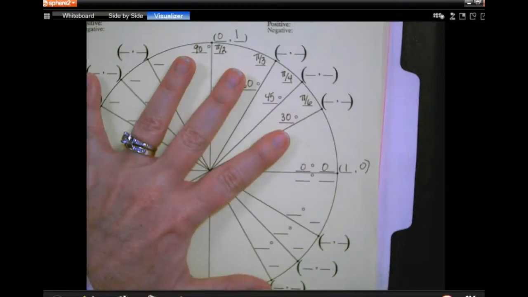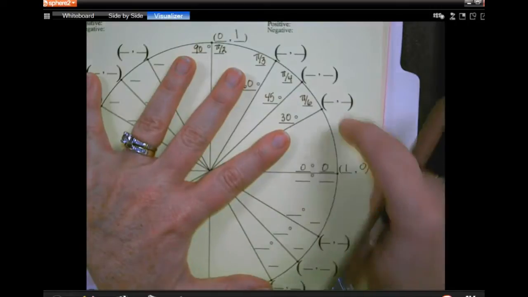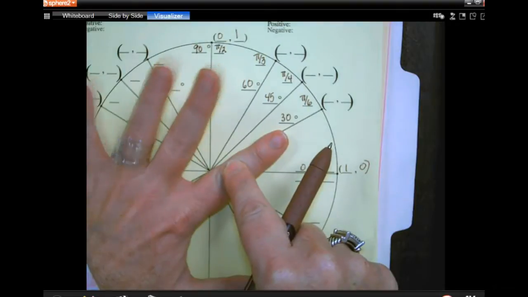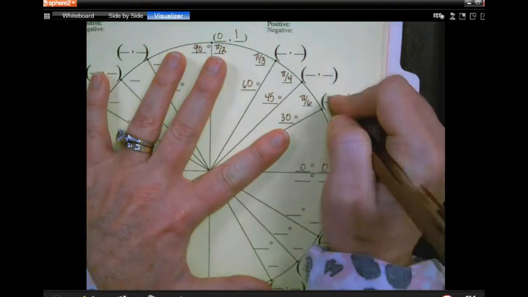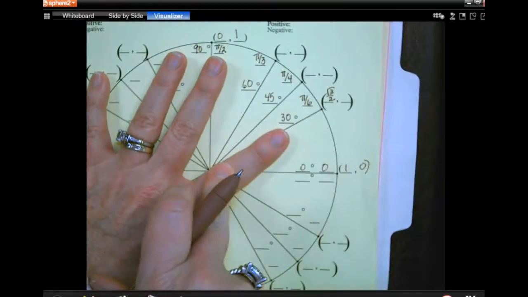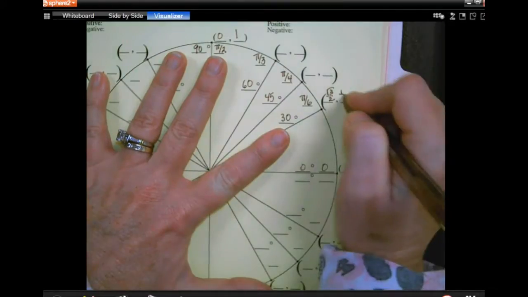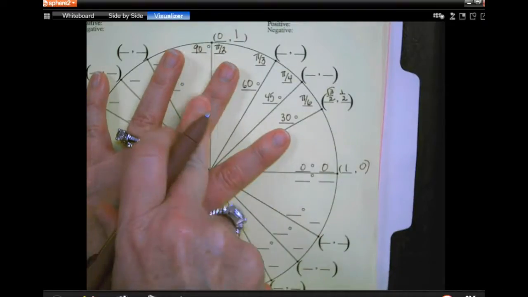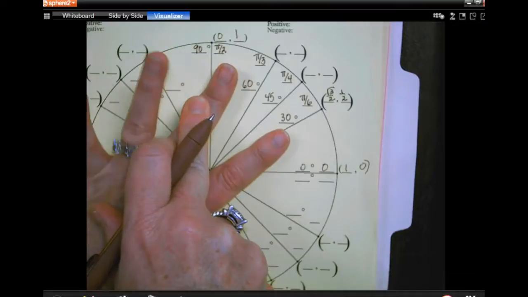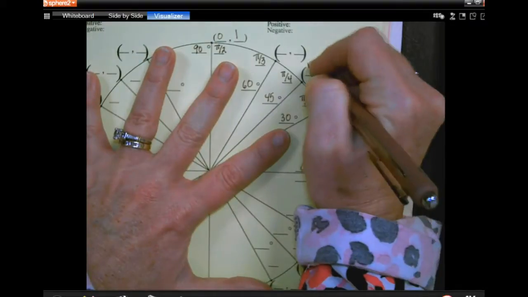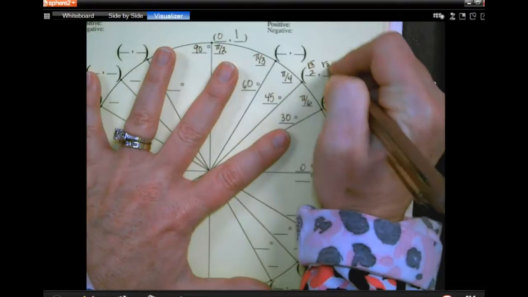So then we can do the little hand trick. And if I want to find the cosine of 30 degrees, the cosine is up. So that is the square root of 3 over 2. And the sine is down, and that's a half. And the cosine of 45, the square root of 2 over 2, and the sine is the square root of 2 over 2.